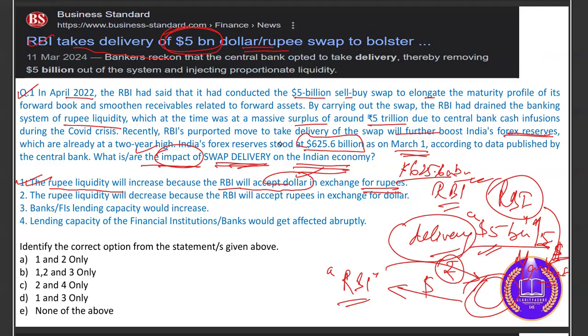The rupee liquidity will decrease because RBI... No, it is incorrect. Banks and financial institutions' lending capacity will increase. Obviously, when there is surplus money in the market, then their lending capacity will definitely increase. So option three is correct. Statement four, lending capacity of financing will be abruptly... No. So the right option here is option D, 1 and 3 are correct.